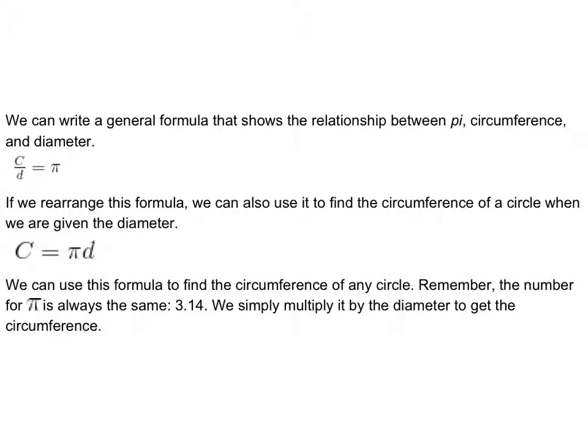That number, 3.14, is the rounded version of what we call pi. Okay, so we can write a general formula that shows the relationship between pi, circumference, and the diameter. And what that is, circumference divided by diameter is equal to pi. If we rearrange this formula, we can also use it to find the circumference of a circle when we are given the diameter. So we can see that circumference is equal to pi times diameter.